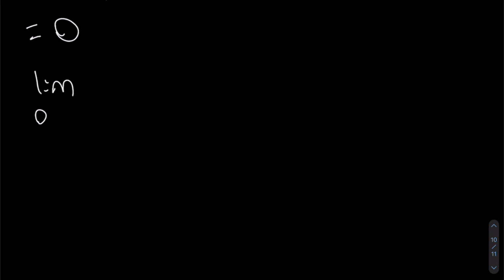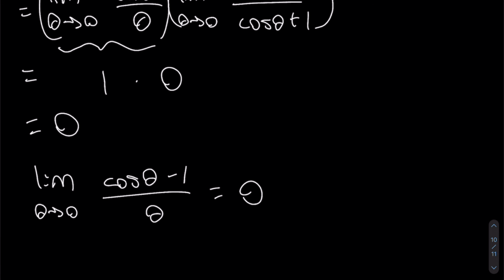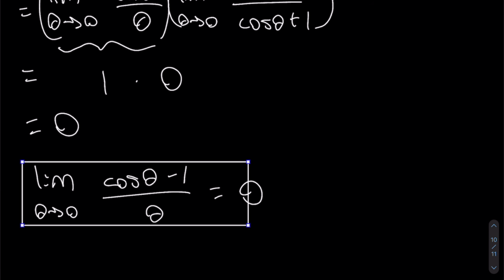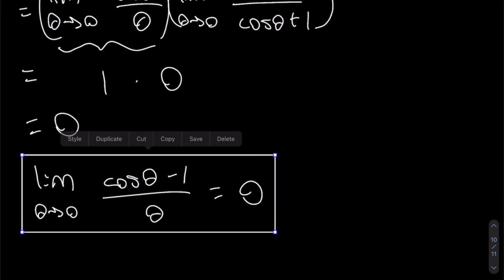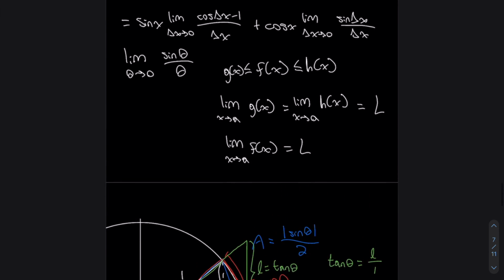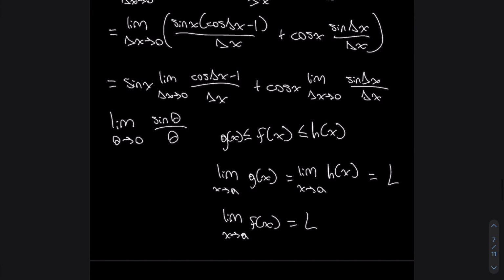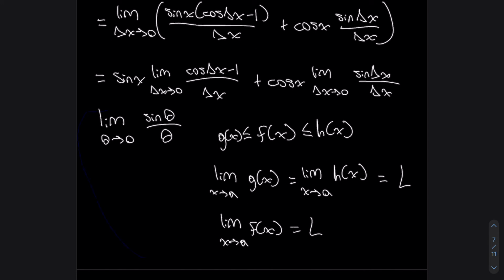So the limit as theta approaches 0 of cos theta minus 1 over theta equals 0. So these are the two limits we need to finally prove our derivative rule for sine. So let's go back up here. Let's look at sine. I'm going to erase this whole squeeze theorem thing.